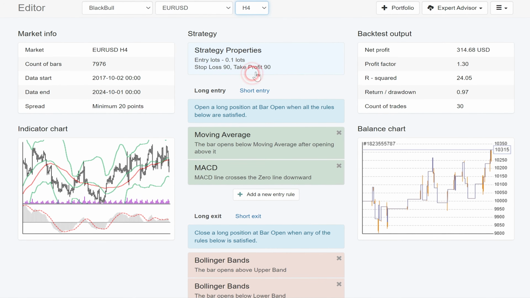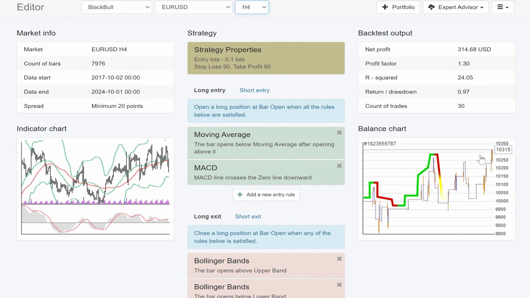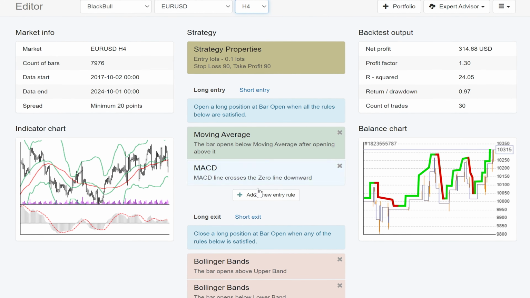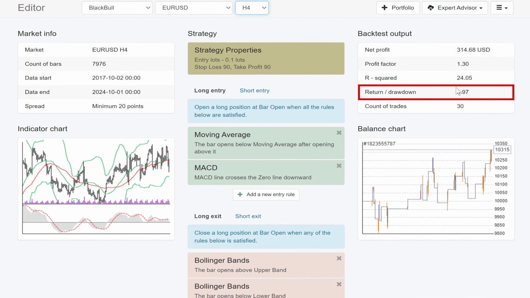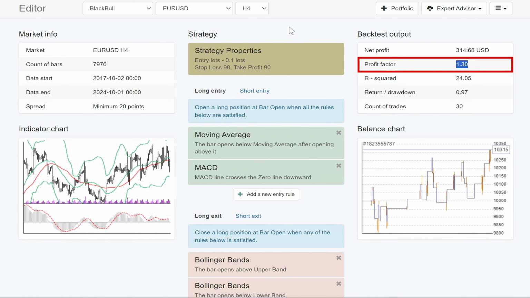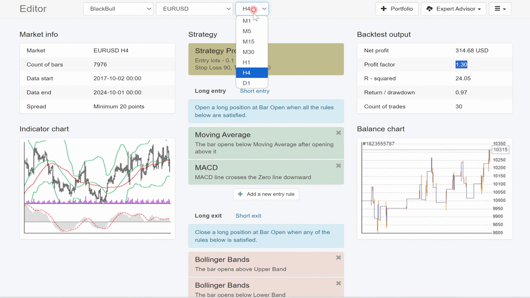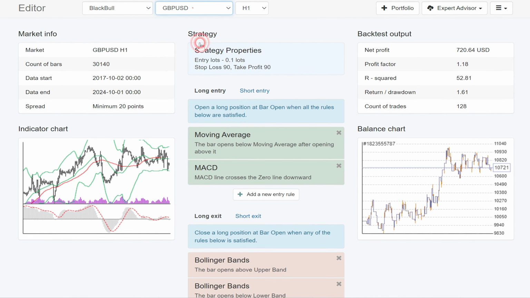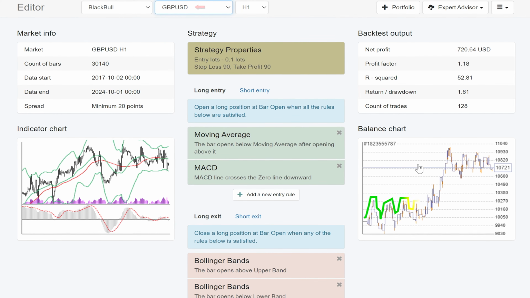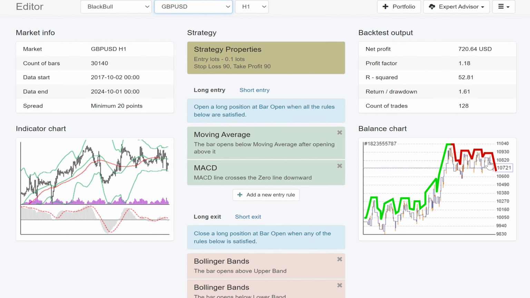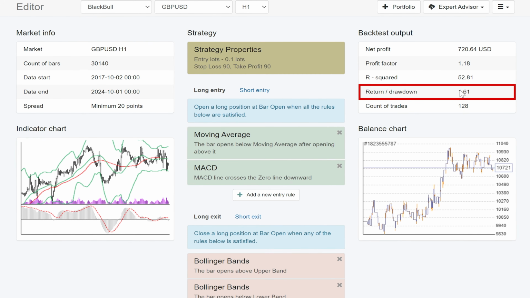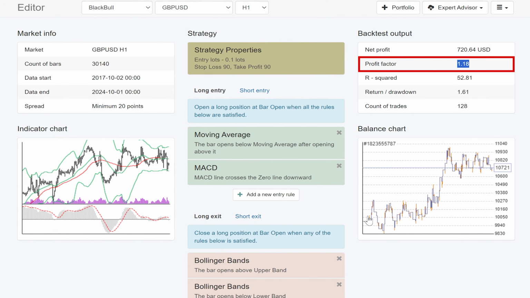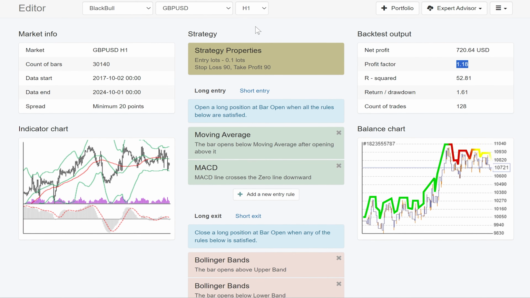I have noticed that it works reasonably well on the H4 time frame, with no change to the parameters. It's not the smoothest equity curve, but it has 30 trades, a pretty good return over drawdown and a decent profit factor, so trading it on that is certainly an option. If we move to the GBPUSD, we can see that it's very similar for the H1. It's not quite as good recently, but we've got a good number of trades, a good return to drawdown, and a good profit factor. So again, it's feasible to trade on that market also.